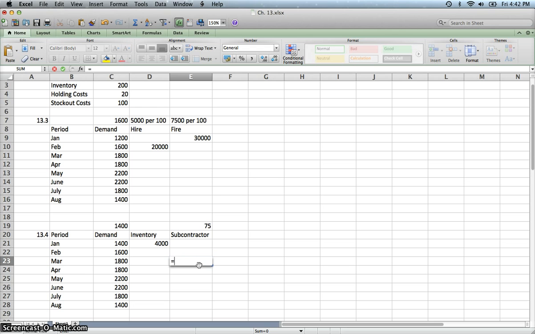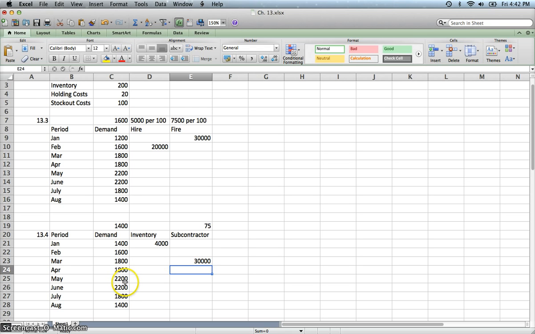And they told us in the problem that for every unit we have to charge $75 for the subcontractor to do that. So $75 for those extra 400 units. And so that's $30,000 there that we would have to pay in extra cost in regards to that idea. And so we can continue on. Here we got another 400 units, another $30,000.